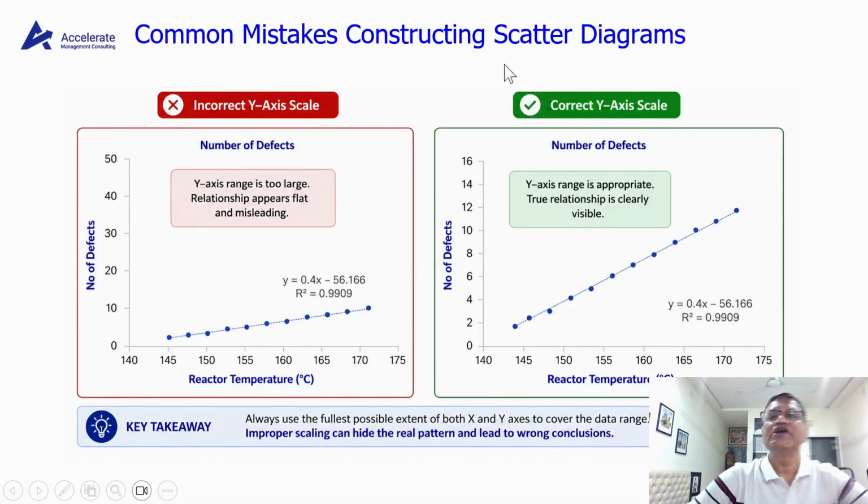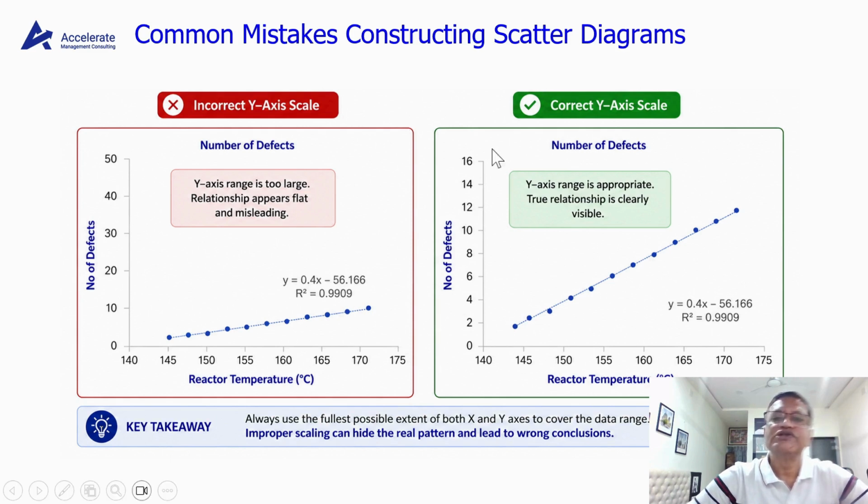Another common mistake when we are constructing scatter plot is about the x and y axis scale. For example, here the scale which I have taken for number of defect is from 0 to 50, and therefore you can see that this particular thing is looking more flat. If I had taken it from 0 to 100, probably it would have been flatter, and we may conclude that there is no correlation.